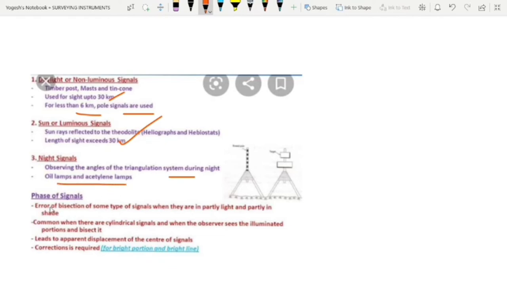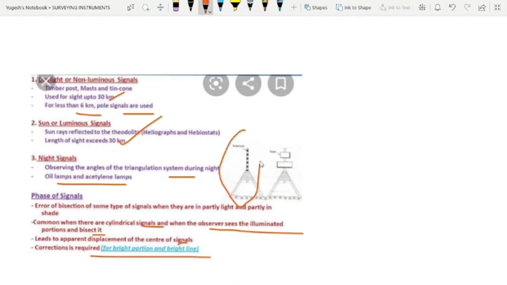Phase of signal is basically an error of bisection of some types of signal when they are partially in light and partially in shade. It is common when they are cylindrical signals and the observer sees the illuminated portion and bisects it, leading to an apparent displacement of the center of the signal. Correction is required for the bright portion and the bright line.